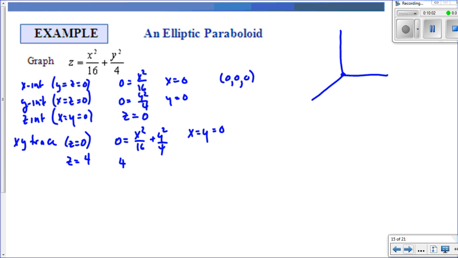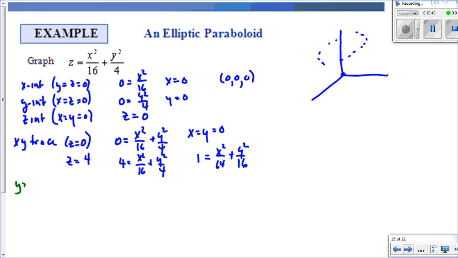So we would have 4 equal to x squared over 16 plus y squared over 4, which again is an equation of an ellipse. We could rewrite this by dividing everything by 4 to be x squared over 64 plus y squared over 16, and you can get that trace. 8 would be the distance down the x-axis and 4 down the y-axis, but it's an ellipse like that. That's parallel to the xy plane.